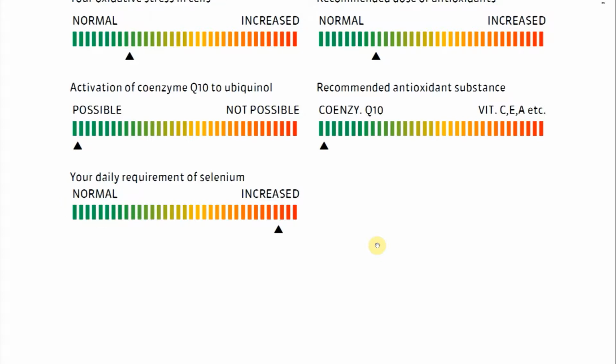So again, what we do is we look at this, we find out how high your requirement of selenium is, and then we evaluate every one of the 1,000 different types of food, and we can find out this has a lot of selenium, you need a lot of selenium, so we're going to recommend this type of food more.